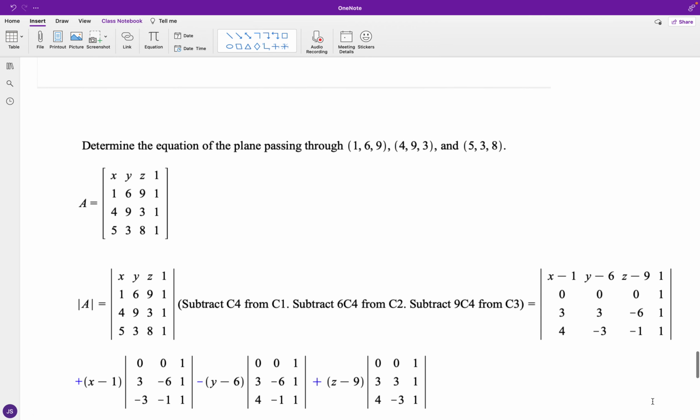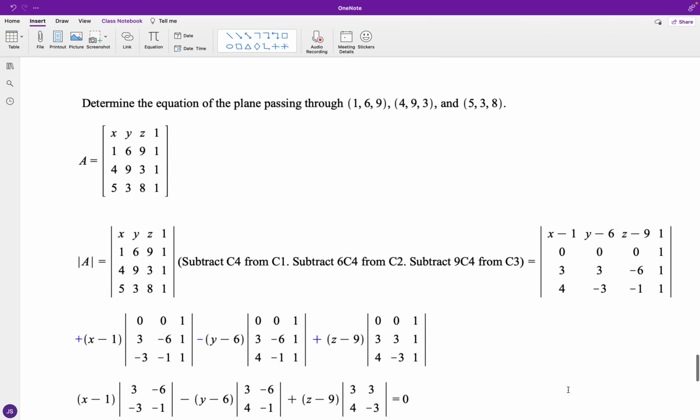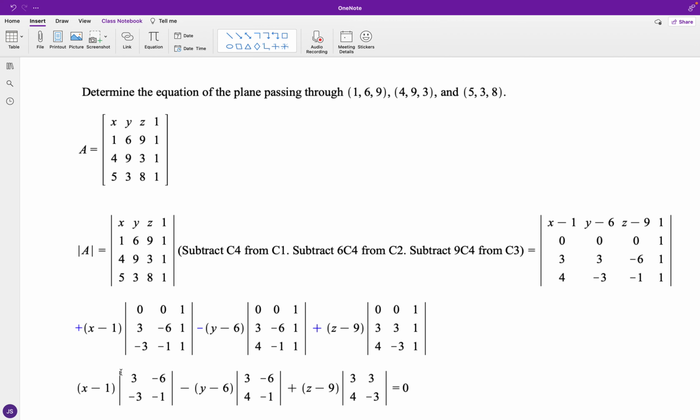Now just looking at the minors and the cofactors in the setup, you have your alternating pattern, plus, minus, plus. So you have plus the quantity x minus 1, minus the quantity y minus 6, plus that of z minus 9. Mind you, I did not include 1 because that determinant part is automatically going to go to 0. Looking at the array, you have x minus 1, and 0 is negligible, 0 is negligible, and we have plus 1 times the minor that is left over. So you're just covering up the 1 in the upper right-hand corner. You have exposed 3, negative 6, 4, negative 3, negative 1.